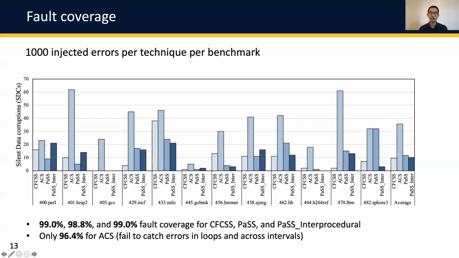According to our analysis, missing inter-interval error detection is one of the primary reasons resulting in ACS's low coverage. In addition, it also misses some faults that happen inside of loops and large intervals, as its lazy check approach causes some aliasing problems. But PASS can still offer the same level of fault coverage as previously proposed conservative solutions.